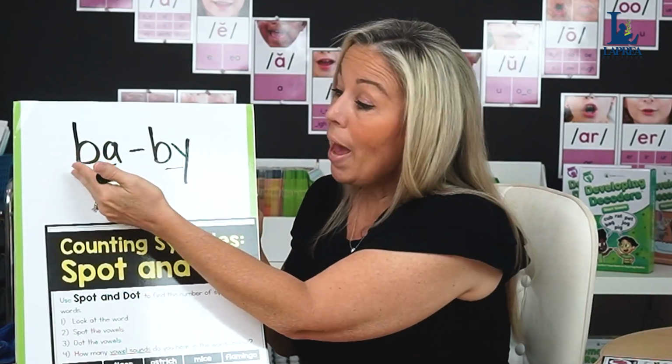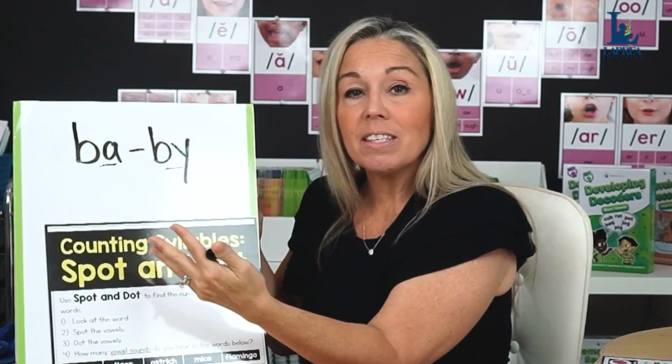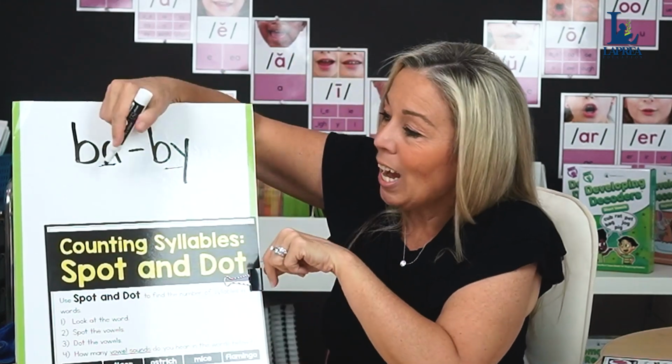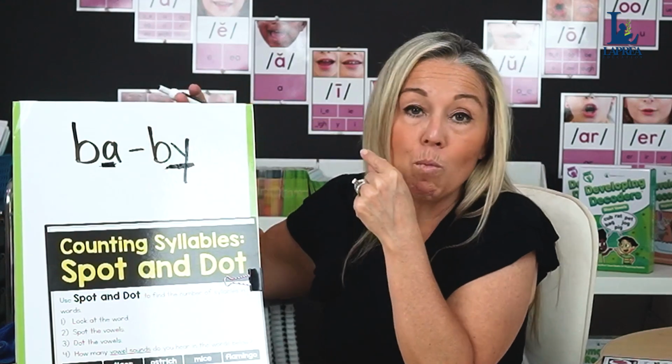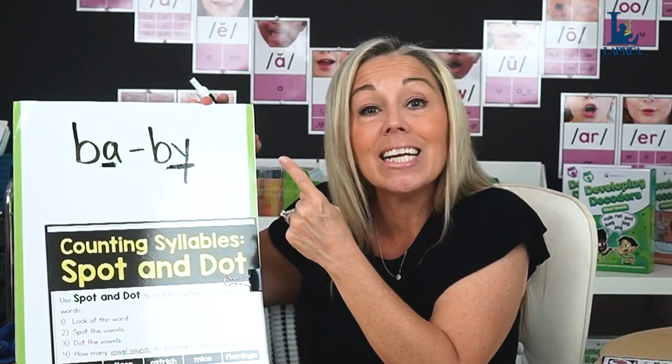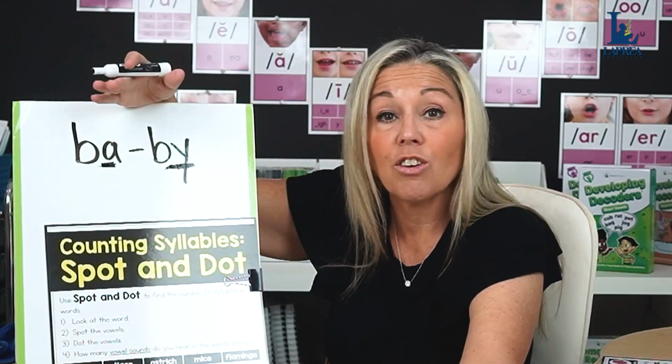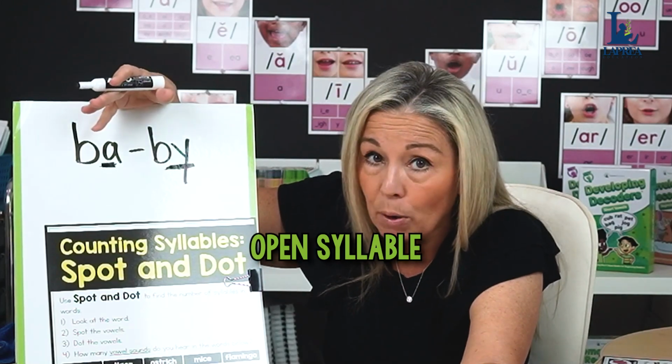With the word baby, that vowel is at the end of the syllable and it says its name. A, bay, and B-E-E-E. Remember that Y can have different sounds, right? And it says its name. This is considered an open syllable.